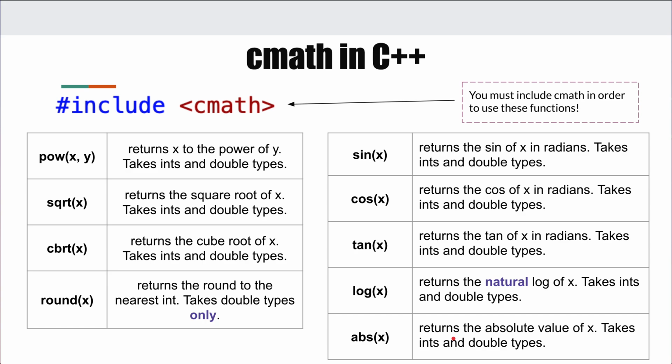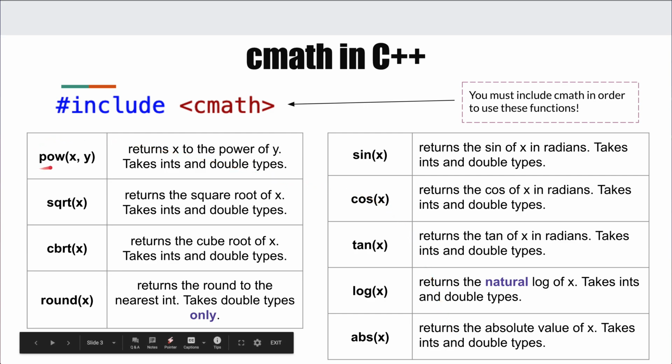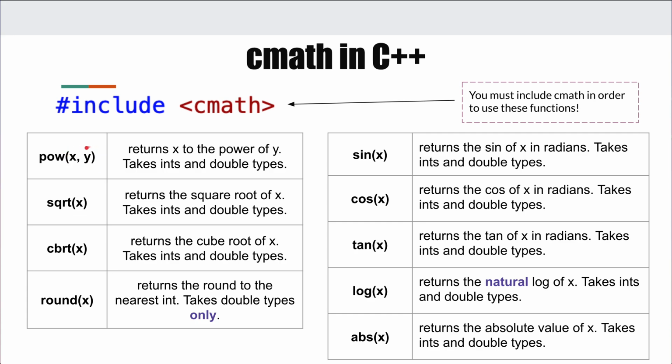So let's briefly talk about these. POW stands for power, and your x would be the base and the y would be your power. So if x was 2 and y was 5, this will return 2 to the power of 5. And again, ints and doubles. Square root will return the square root of a number, so square root of 16 would be 4. This would return the cubed root. And all three of those take ints and doubles.